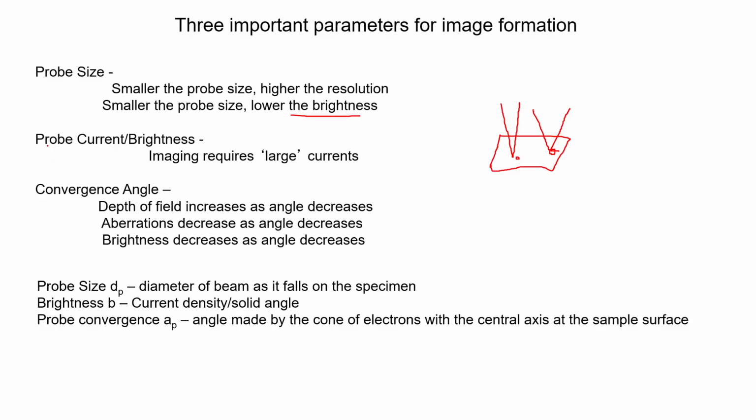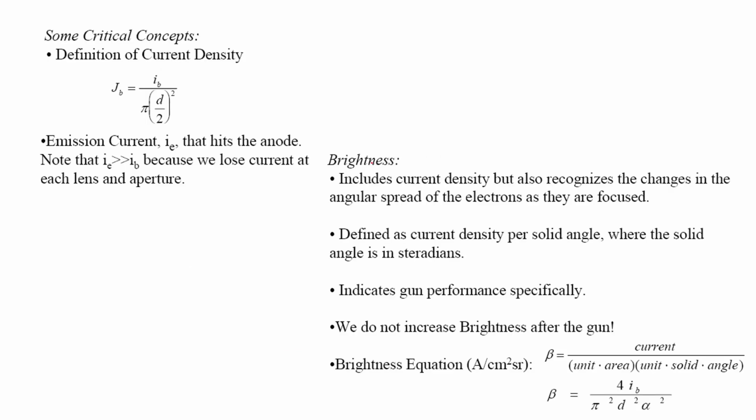Then the probe current and the brightness. The image requires larger current. As I told you, larger current means larger brightness, because brightness is directly related to the current, as we saw in the previous slides, that brightness beta is given by 4IB divided by pi square d square alpha square.